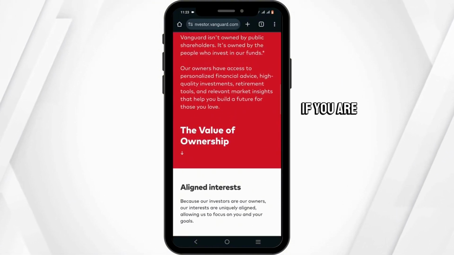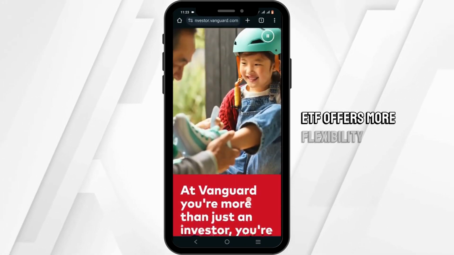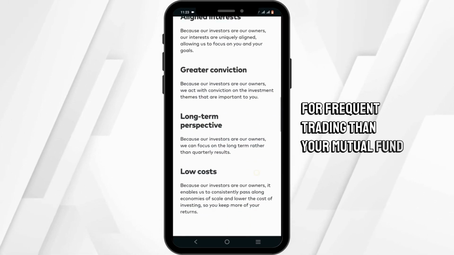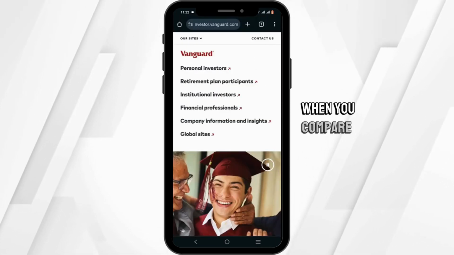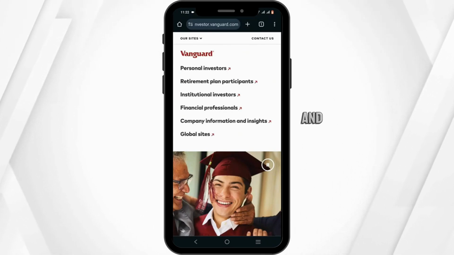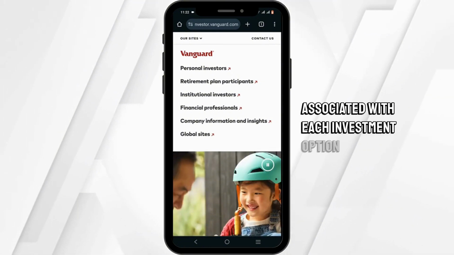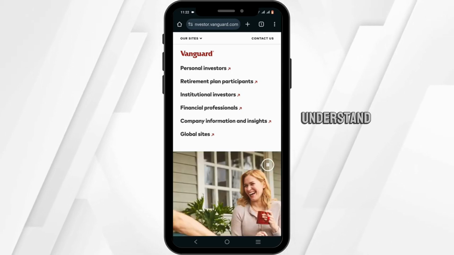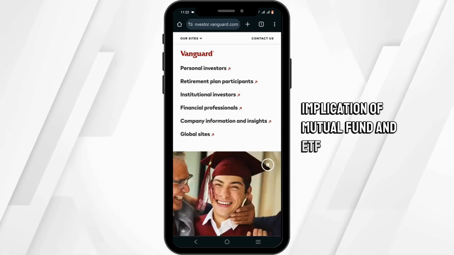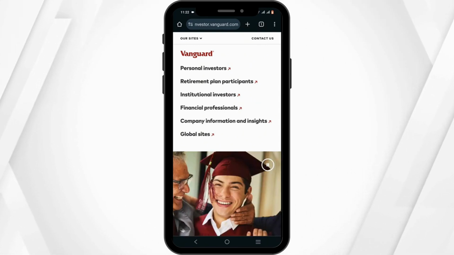If you are trying to buy and sell frequently, ETF offers more flexibility for frequent trading than your mutual fund. When you compare the cost of it, compare the expense ratios and any trading commission associated with each investment option. Understand the tax implication of mutual fund and ETF, particularly the potential for capital gains taxes.